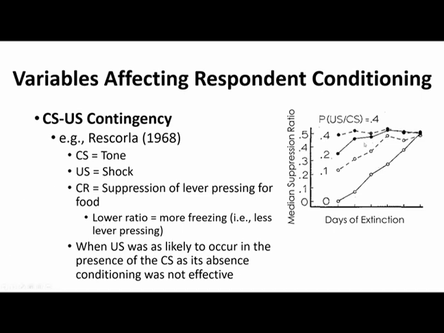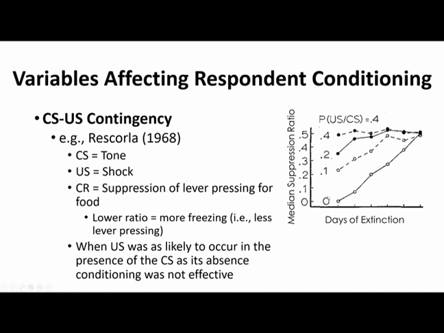Now, this is a little bit of a weird graph. It's giving us a bunch of information. At the top it says P of US given CS is 0.4. This is basically telling us that the probability of the tone and the shock co-occurring is about 40%. So about 40% of the time when you hear the tone, you also get a shock. The points along the side, the 0, 0.1, 0.2, and 0.4, are the probability of the shock occurring on its own. So this one tells us if you hear a tone, this is how likely you are to also get a shock, and these numbers tell us how likely you are to get a shock on its own.